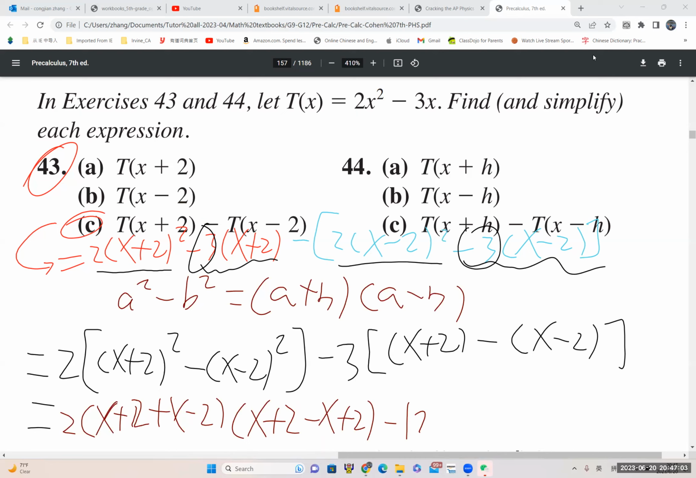Anyway, here is negative 16. Right? Then negative 12, I'm sorry. So simplify here, it means 2x. Simplify here, it means 4, right? So together it's 16x minus 12. Yeah, that's it.